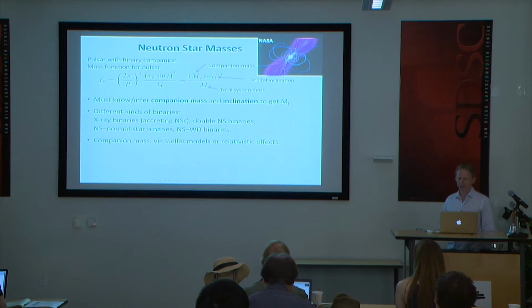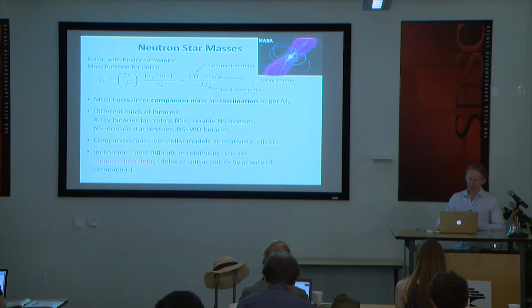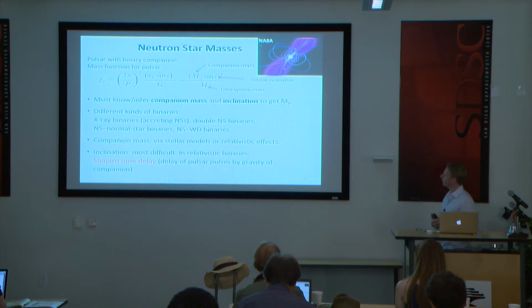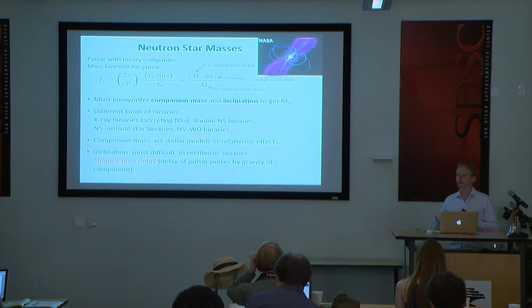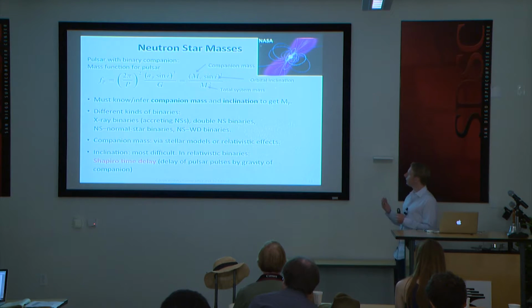The companion mass can be constrained via stellar models or perhaps relativistic effects. And inclination is the most difficult thing to measure. But in relativistic binaries, so for example, white dwarf neutron star binaries that are really close, the pulses are actually being bent in the gravity of the companion. So there's a Shapiro time delay, named after Irwin Shapiro at Harvard, who discovered this. So you get a delay of the pulses depending on the inclination of the orbit.